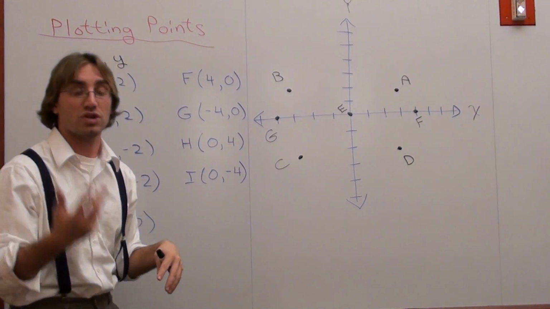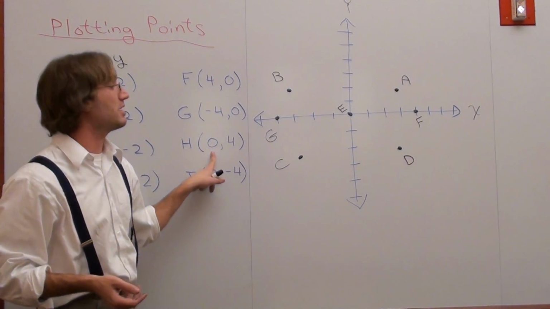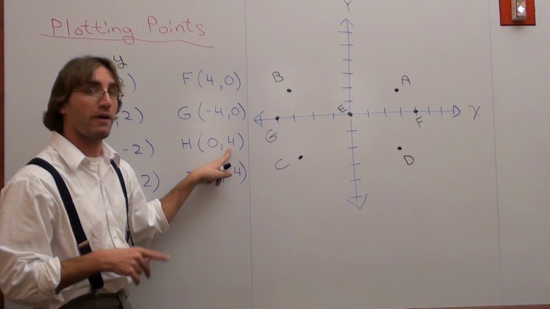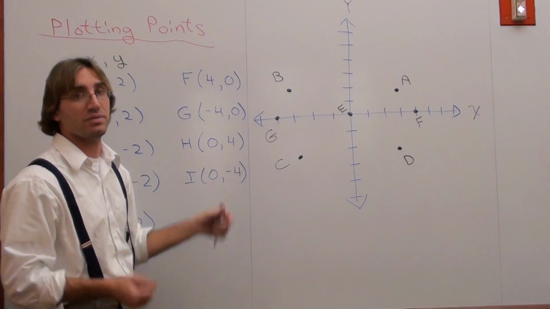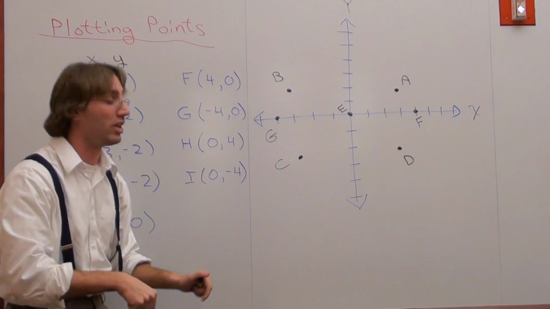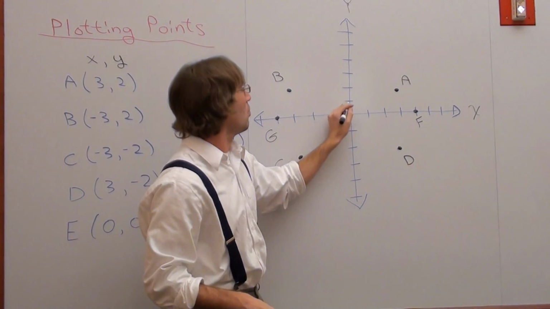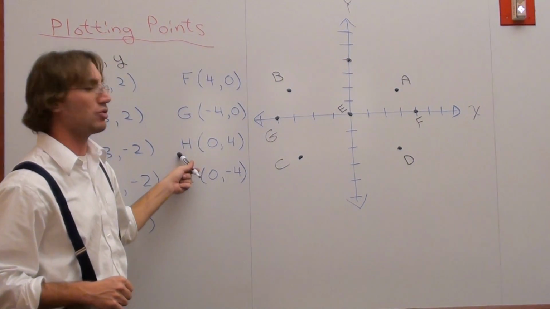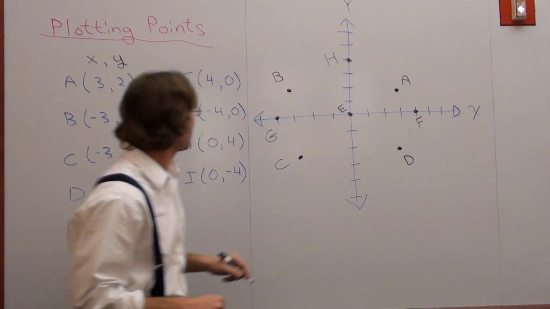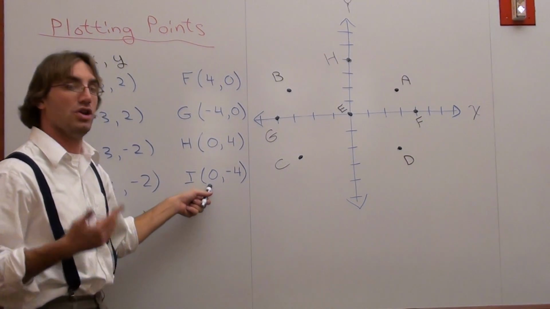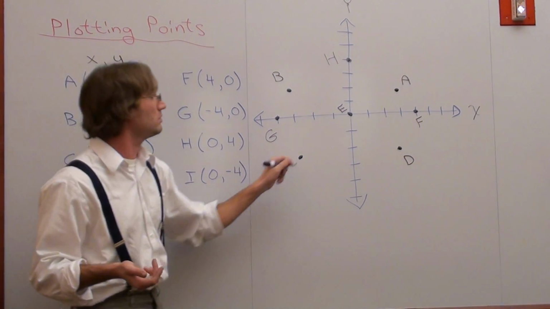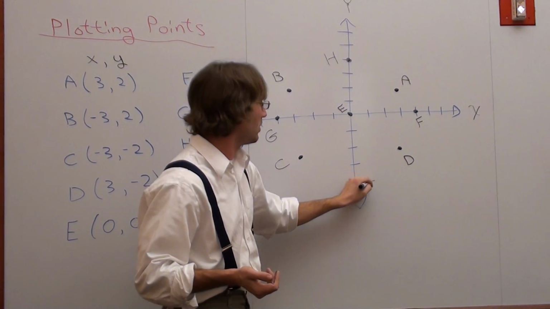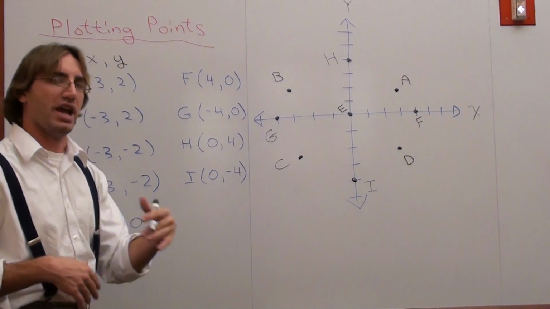H is 0, 4. Even more troubling for students when they're first plotting points. We're not going anywhere on the X. It means we're not going to the right and we're not going to the left. We're going nowhere, but we are going 4 on the Y. And we're going positive. Positive is up on the Y, negative is down on the Y. So we're going to go up 4. 1, 2, 4. That was point H. And we've got I. We're going nowhere on the X, and we're going 4 down. And we just plotted all those points, A through I.